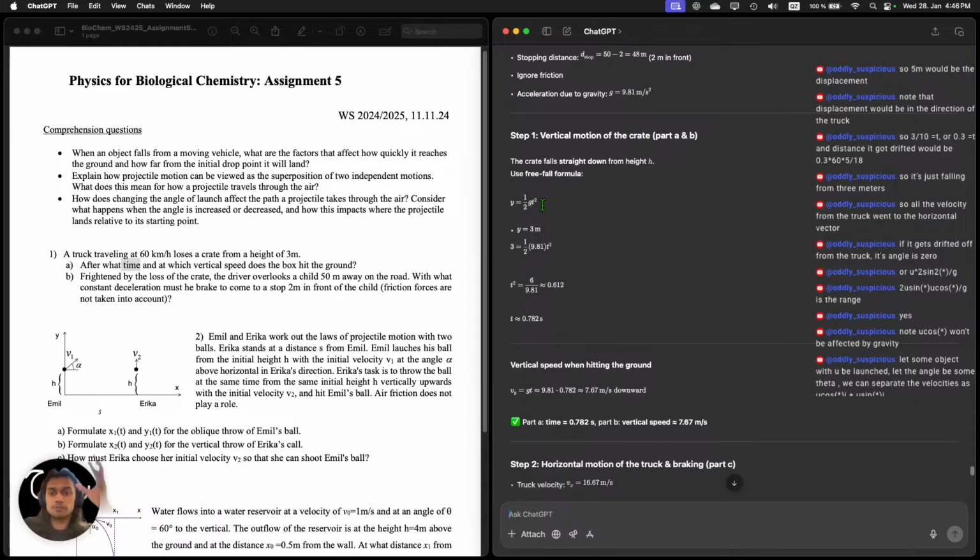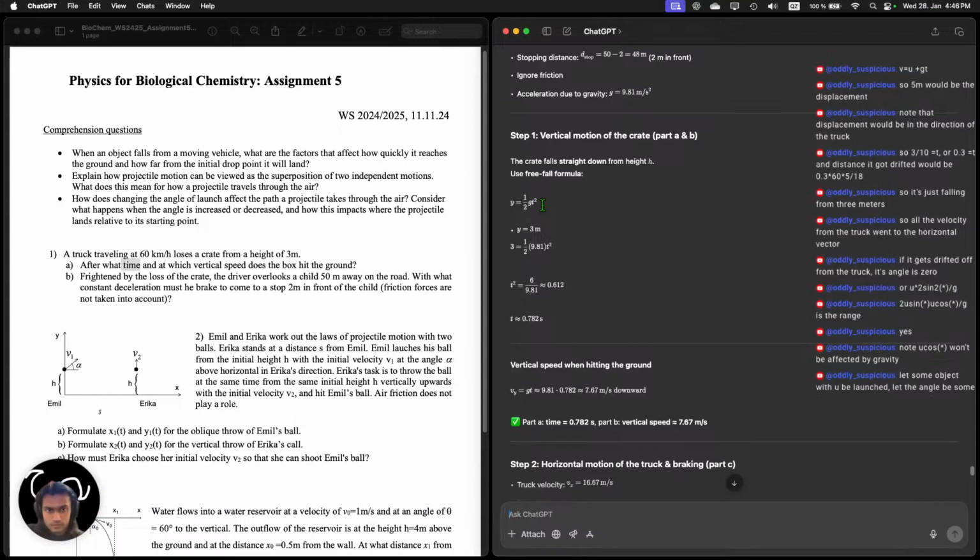Again, I'm going to be using S is equal to ut plus half gt squared. ut is 0, especially the vertical component. So S is equal to half gt squared. So 0.3 into 60 into 5 by 18.